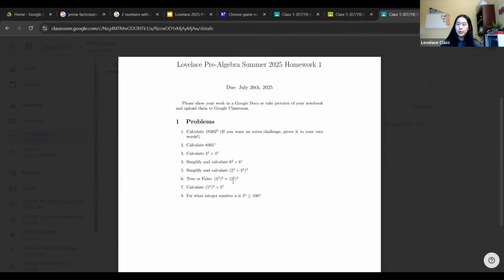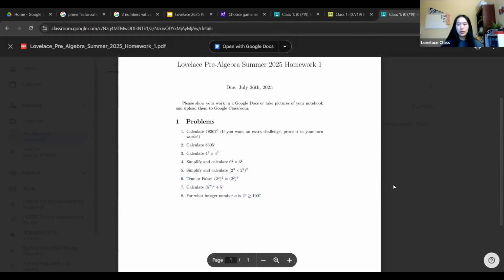Question 7, the answer was 630 because you can calculate here. It's just 5 squared and then squared, which is 5 to the 2 times 2, 5 to the 4th, and then plus 5, which is 625 plus 5. And then we just went over 8. So that's the answers and a very brief explanation for all the problems.